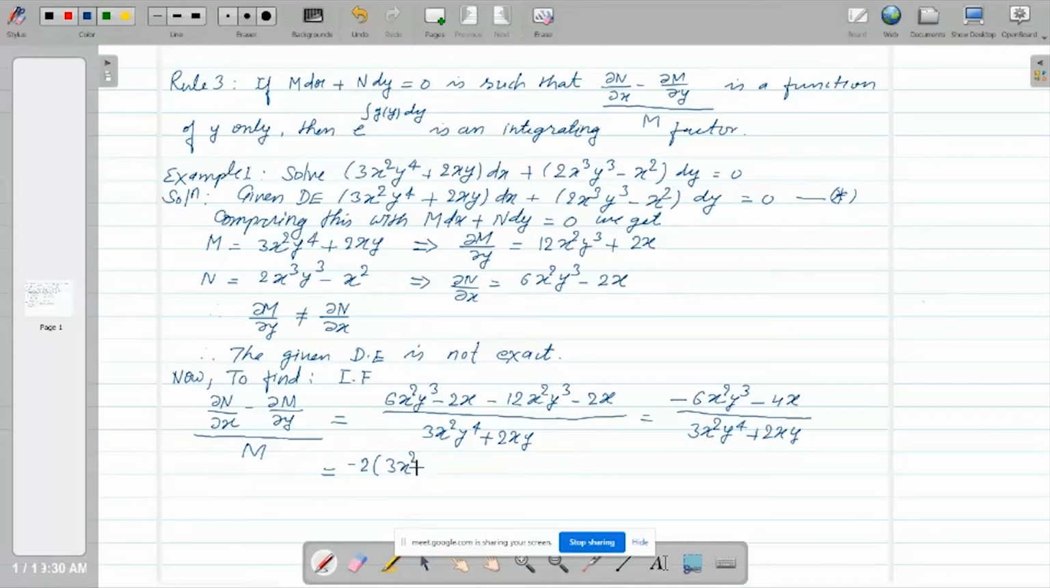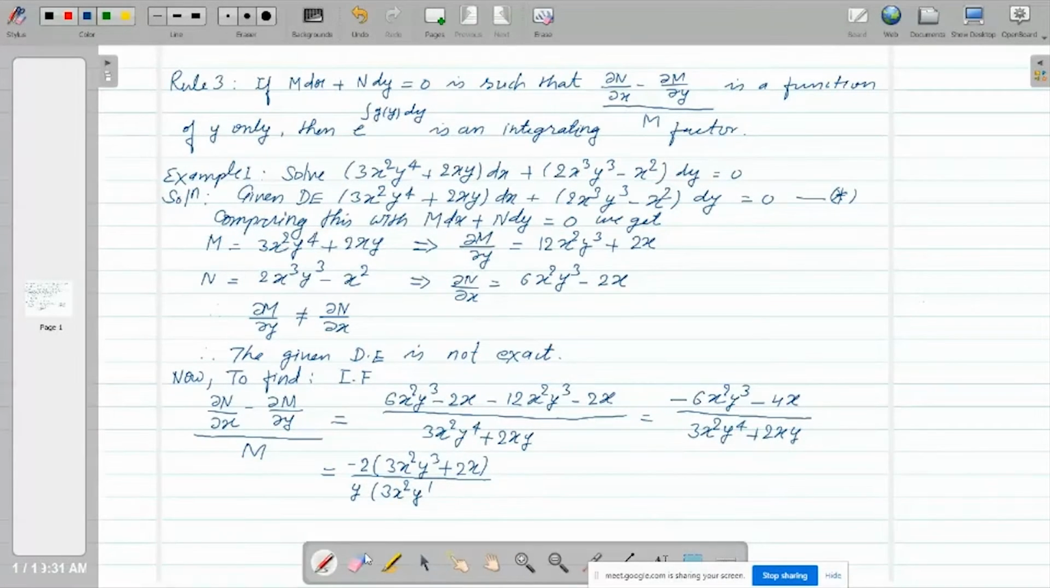3x square y cube minus y plus 2x. Okay, no problem. Now from this you can take y common. You take only y common. So I am taking y. So 3x square y to the power 3 and plus 2x.